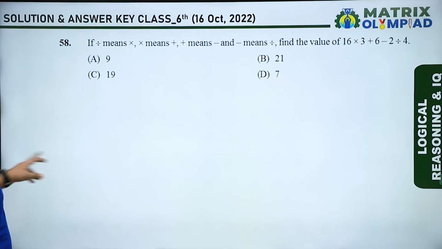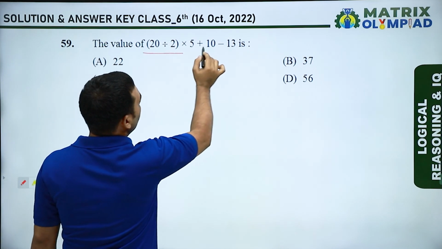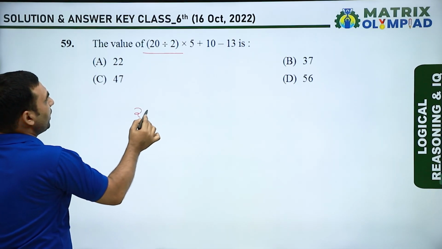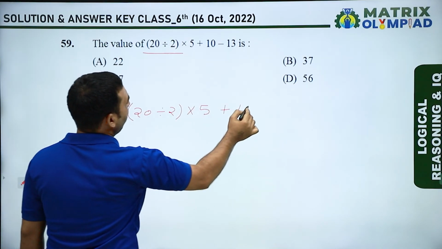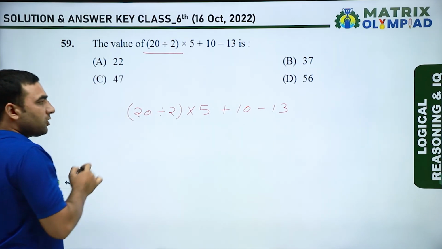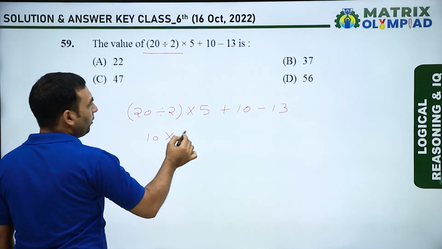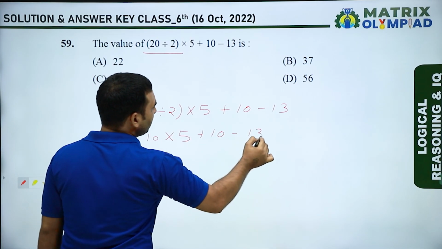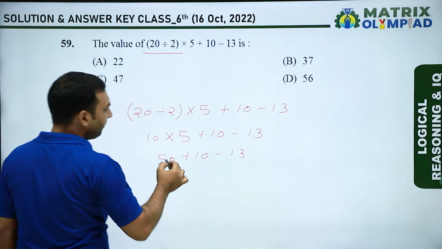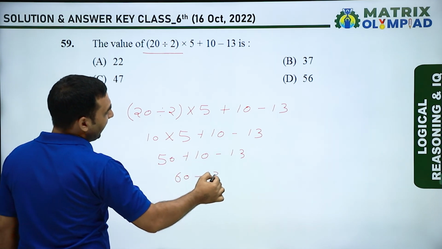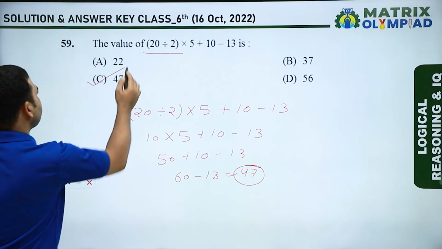Next question. The value of 20 divided by 2 into 5 plus 10 minus 30. 20 divide 2 in bracket, into 5 plus 10 minus 30. First we solve the bracket. 20 is divided by 2, then we get 10. If we remove the bracket, 10 into 5 plus 10 minus 30. 10 into 5 is equal to 50 plus 10 minus 30. 50 plus 10 is 60, minus 30 is equal to 30. Our answer is 47. Option C is the correct answer.